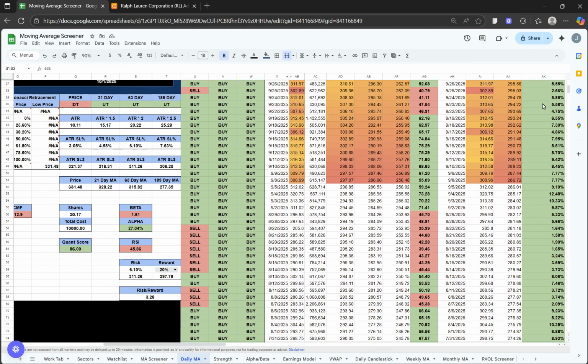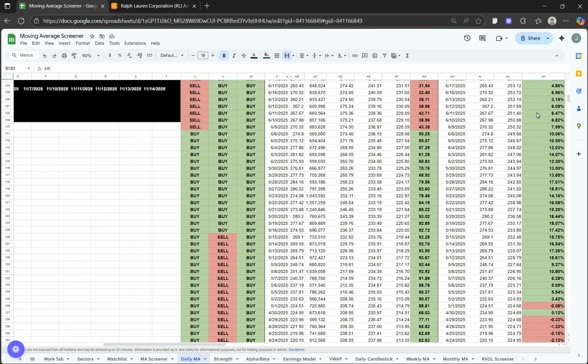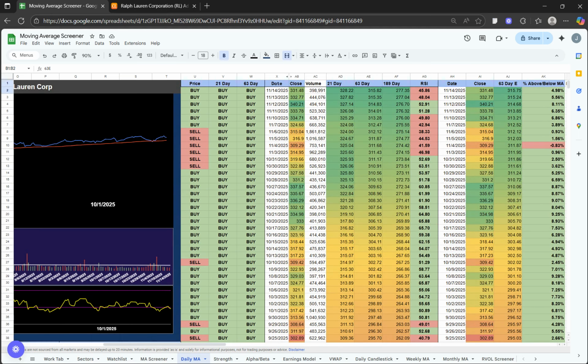And this is not a very volatile stock. It's just a smooth mover. So if you don't like volatility, this might be one for you. We go back to 5.2, and we were above. That's when we went above that 63-day exponential moving average.